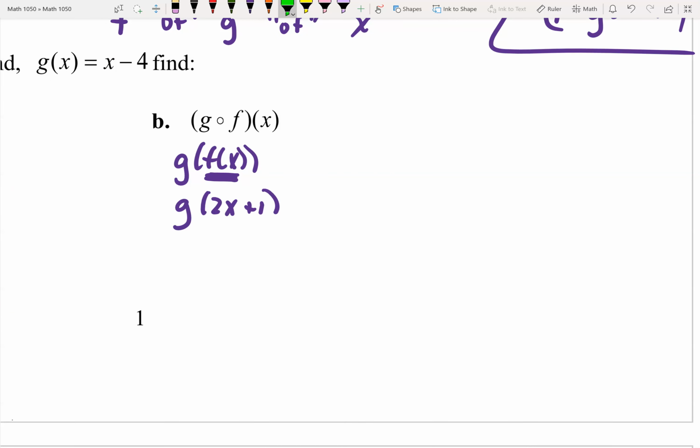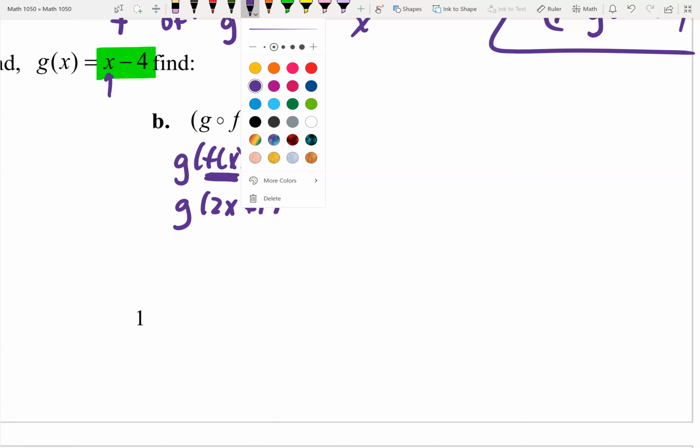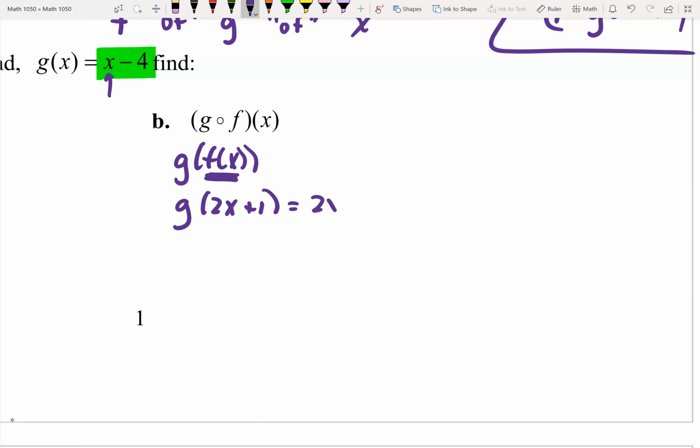Then I go into this green g of x and right here where I see an x, I'm going to put in 2x plus 1. So I have 2x plus 1 minus 4. That gives me 2x minus 3. That's my answer, and I'm done.